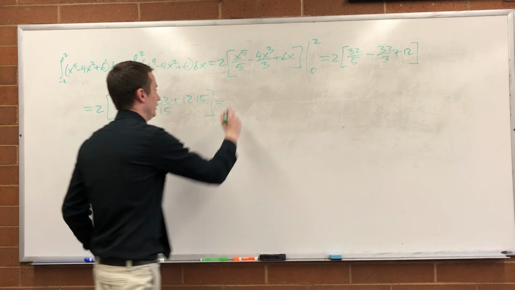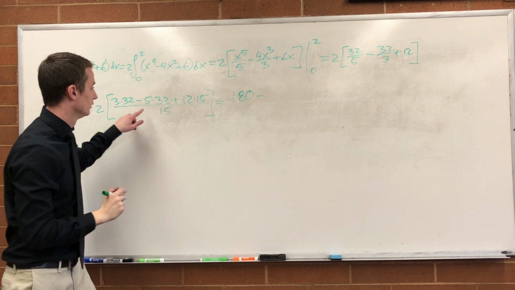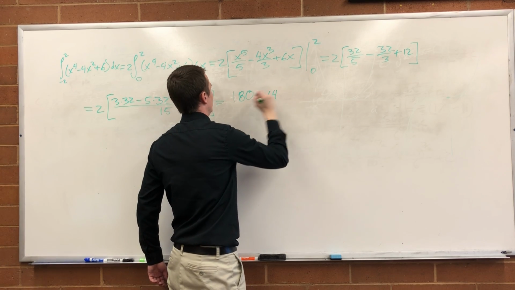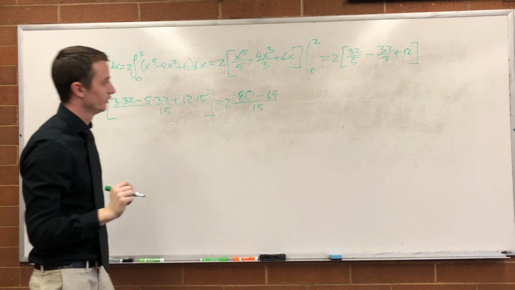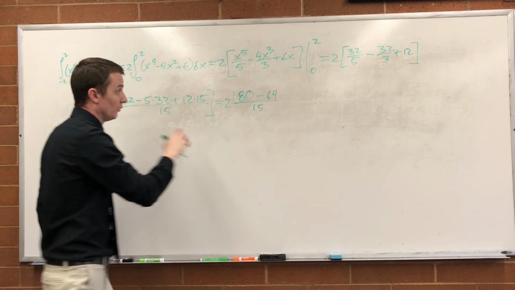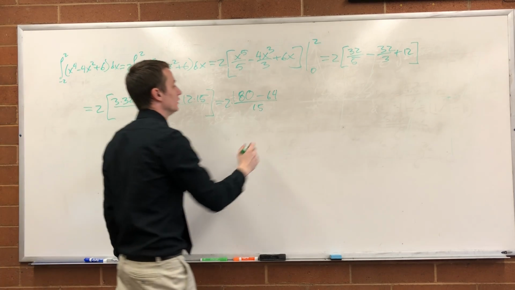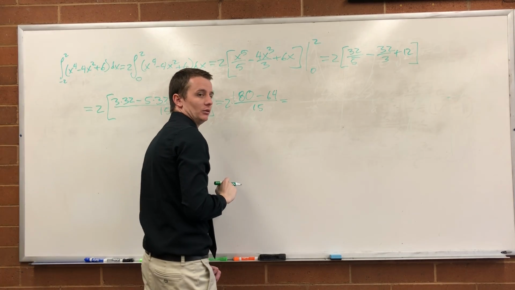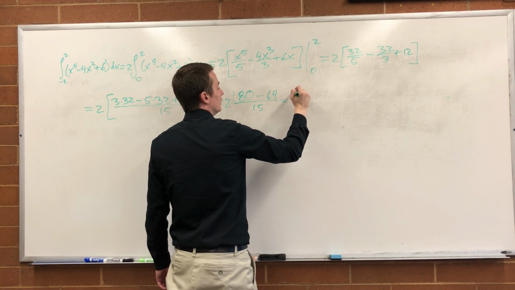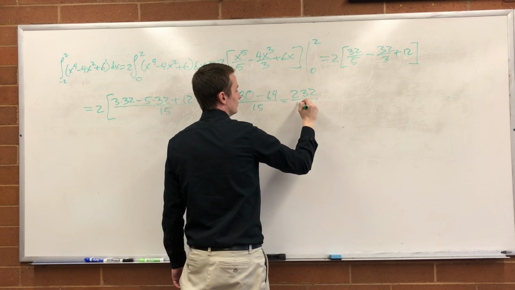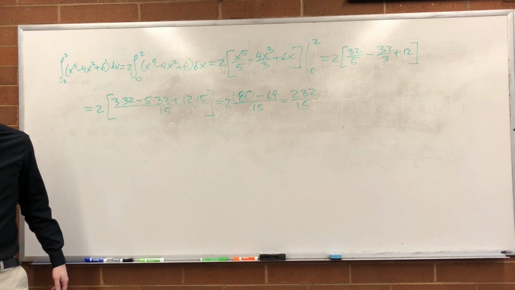So 180. So we're doing 180 minus what? 64. 64 over 15, and don't forget our 2 times it, right? So 180 minus 64, what does that leave me with? 116, now times it by 2. 232 over 15. And let's see what they get. 232 over 15, perfect.